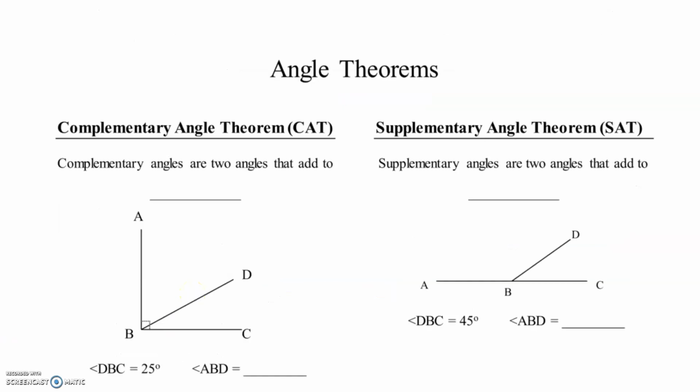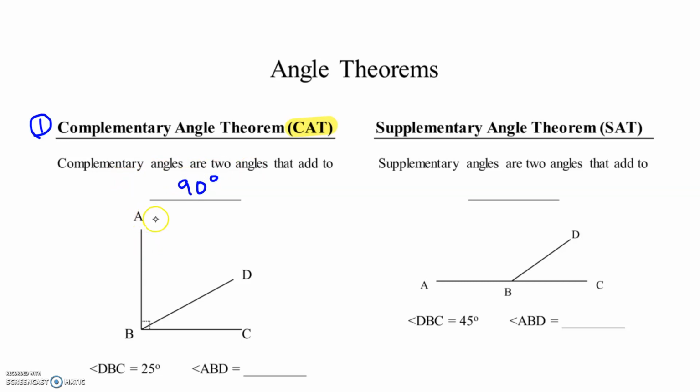All right, let's continue now looking at the angle theorems. I'm assuming a lot of this is review that you've gone over, but if you haven't seen them before, that's why we're reviewing it. So the first theorem we're doing is called the complementary angle theorem, and the short form for it is CAT. The complementary angle theorem is that we have two angles that add up to 90 degrees.